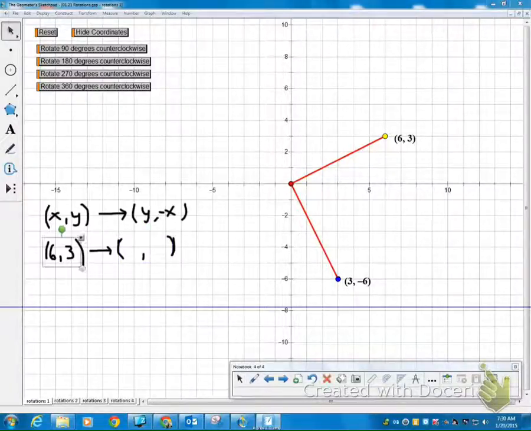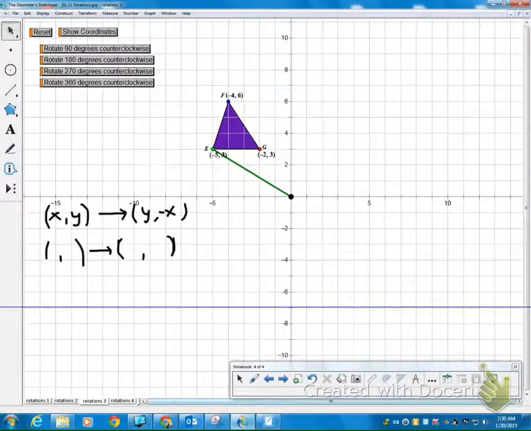So I'm going to clear out my points here. I'm going to leave my motion rule because we're going to check and make sure it stays the same. So we'll look at this triangle. Let's focus again on point F right here. So we're starting off at (-4, 6). And according to my motion rule, my y is going to move to the front. So I'm going to bring my positive 6 right here. My x will move to the back, but it's also going to change signs. So I'm going to make that a positive 4.